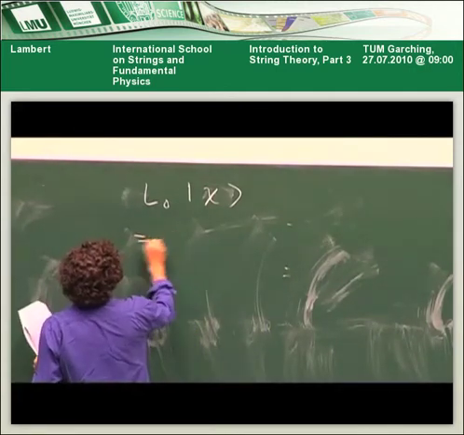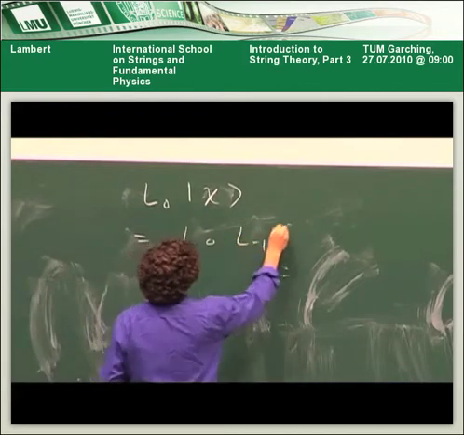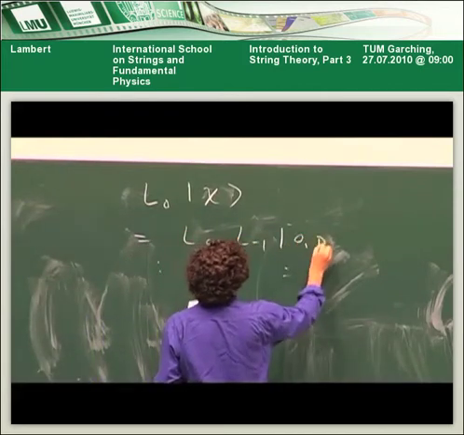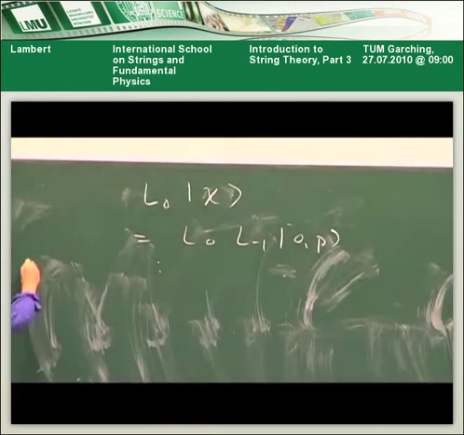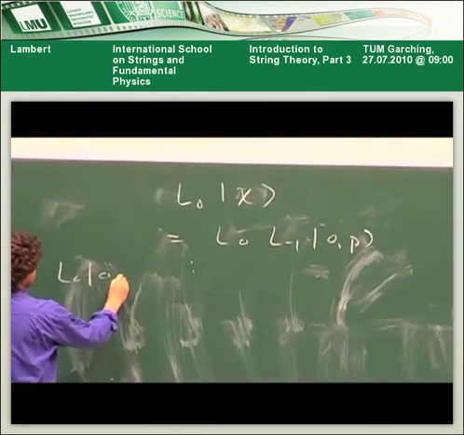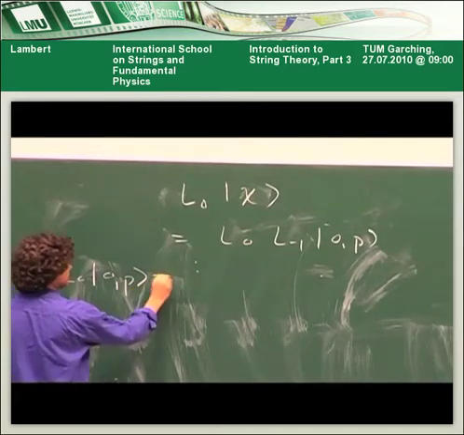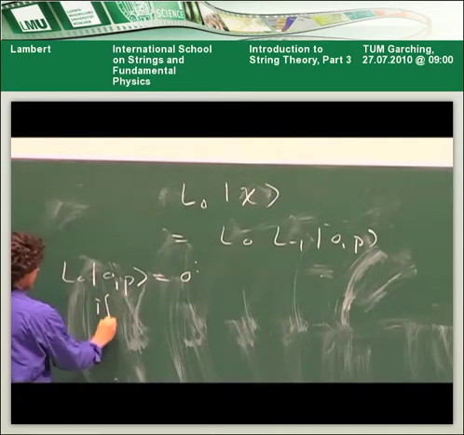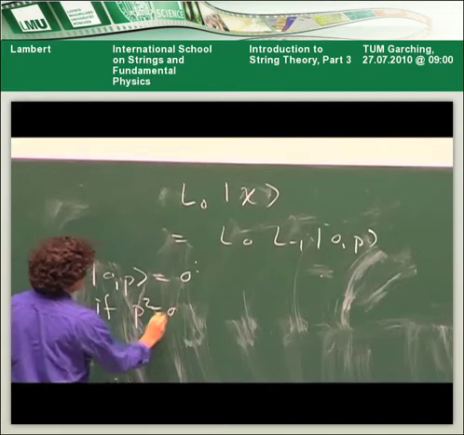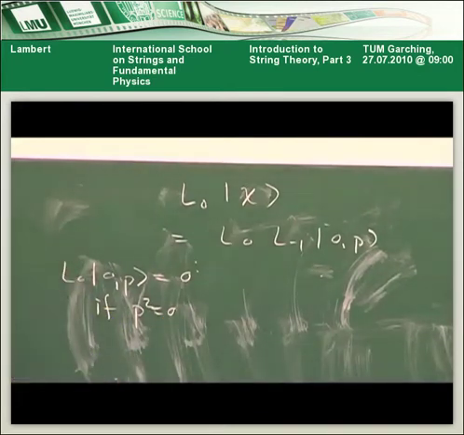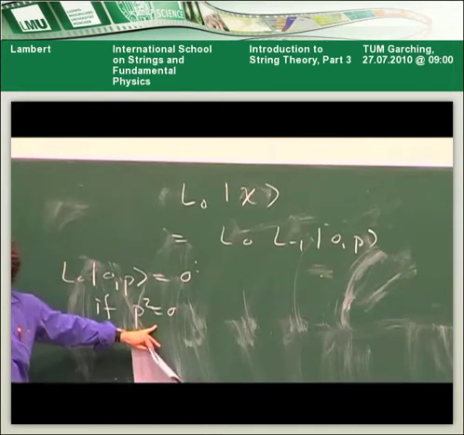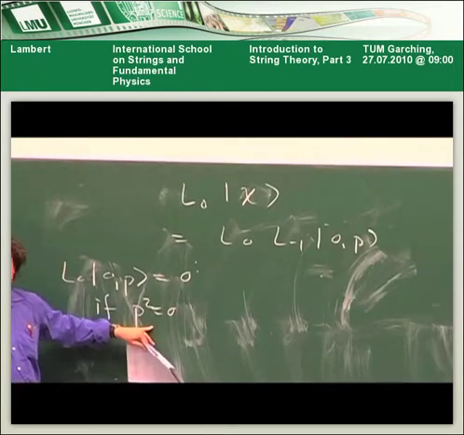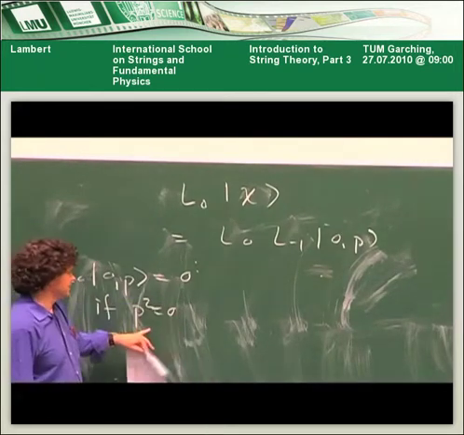So this, of course, is L naught, L minus 1 on 0p. Now, L0 on 0p is 0 if p squared is 0. We saw that earlier because it's p squared plus positive oscillators. So it's going to be 0 if p squared is 0, so if this is a massless state. Okay, so let's take p squared to be 0.